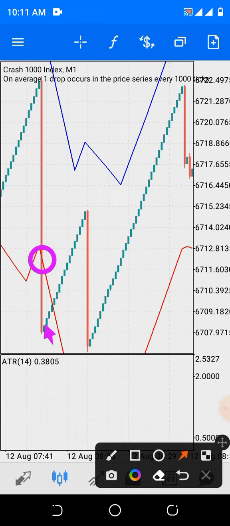Now the first condition is that the spark must cross this red line. That is the first condition. The second condition is that you wait after the spark, after the first green candle. After the first green candle closes, you make a buy at the beginning of the second green candle. You understand?